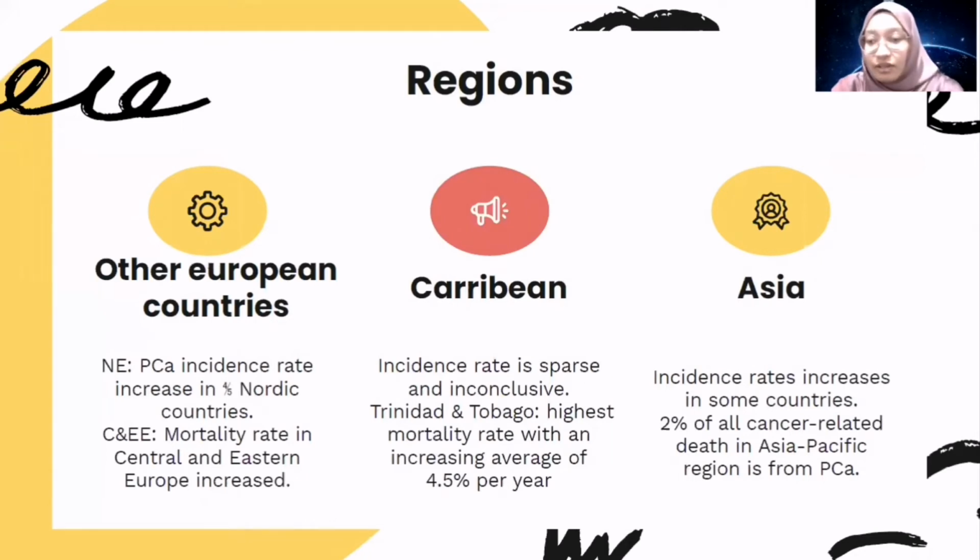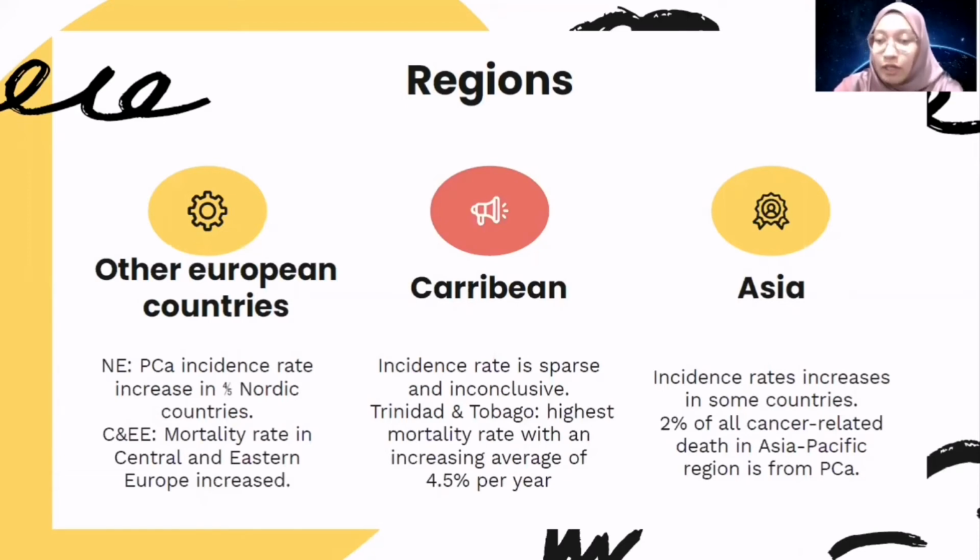The PCA incidence rate increased in 4 of 5 Nordic countries, and the mortality rate in Central and Eastern Europe also increased. In the Caribbean, the information on prostate cancer incidence rate, risk factors, and public health implications for Afro-Caribbean men is sparse and inconclusive. The reported incidence rates for Jamaican men are contradicted with recent data, while disparate and confusing incidence rates have been documented for Barbadian men.